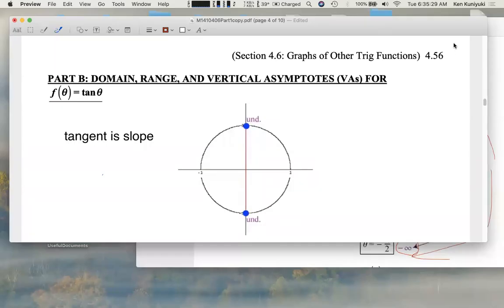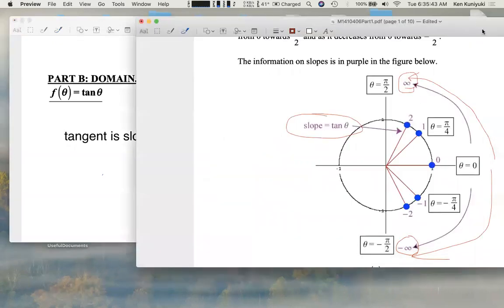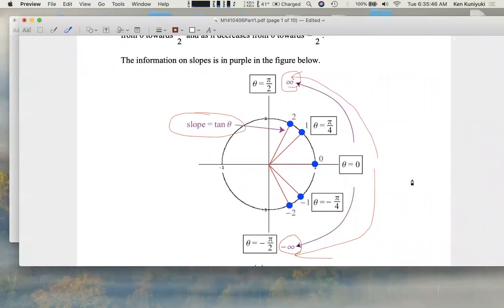Hi everyone, we're now going to talk about the domain, range, and vertical asymptotes for y equals tangent of theta. Now in fact, we've talked about the range before. Let's review that. What are the possible real numbers we get as slopes, as tangent values? Well, all real numbers. Because a tangent value or slope can be 0, positive, like 1, 2, a million, a billion, or any negative real number, -1, -10, -a million, -a billion. Any real number can be a slope, so any real number can be a tangent value.